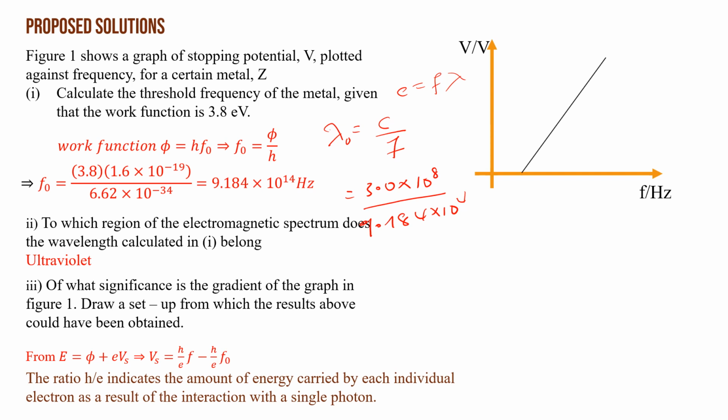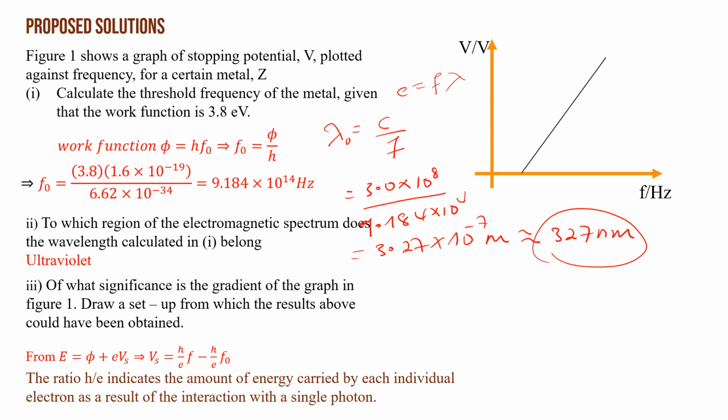So that's 3.0 times 10 raised to the power 8 divided by 9.184 times 10 raised to the 14. It gives me approximately 3.27 times 10 to the negative 7 meters, which is an approximation of 327 nanometers. And this wavelength range falls in the range of UV, that's ultraviolet.